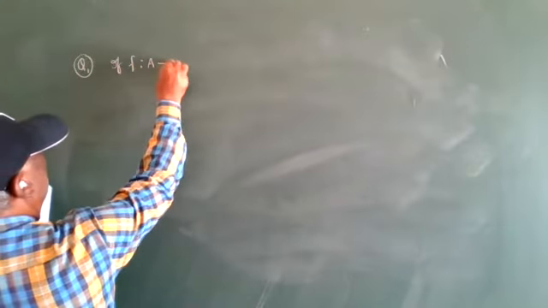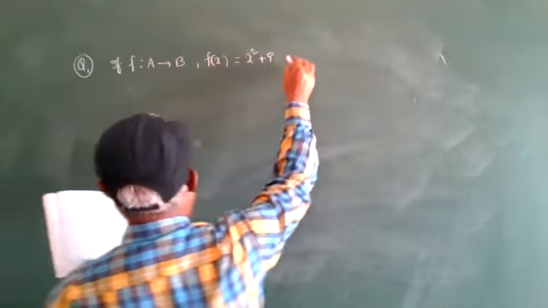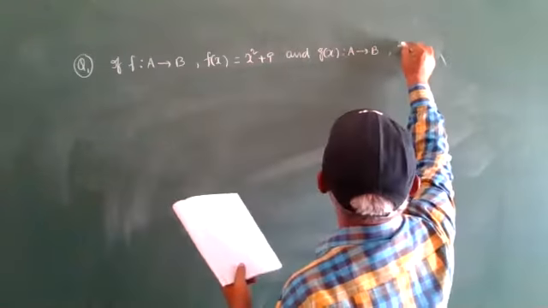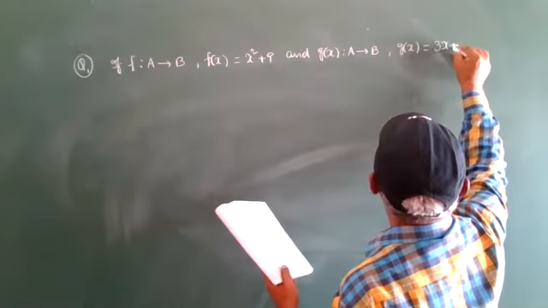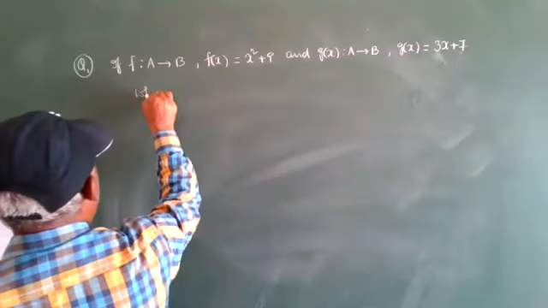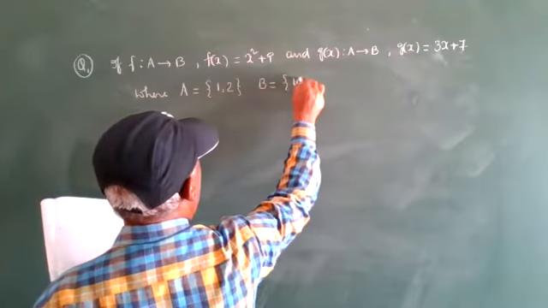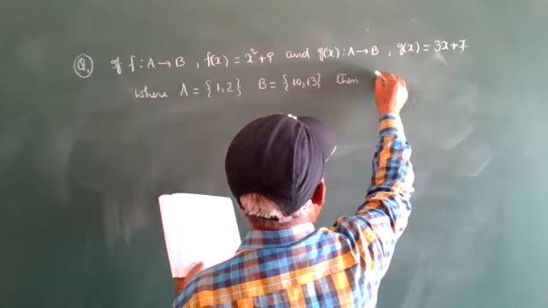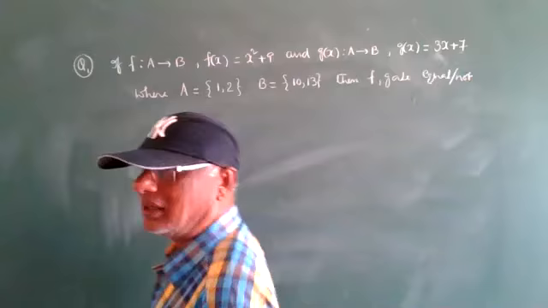Objective question one. Write down: if f is a mapping from A to B and f of x is defined by x square plus 9, and g of x is a mapping from A to B, g of x is defined by 3x plus 7, where A is equal to 1 comma 2 and B, the codomain set, is 10 comma 13, then are f and g equal functions or not? They will ask this question.